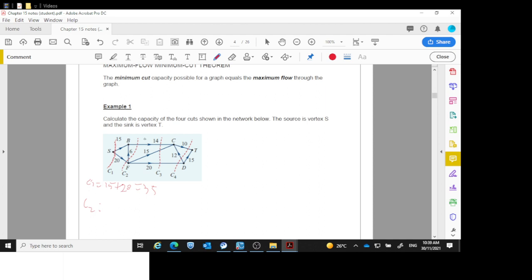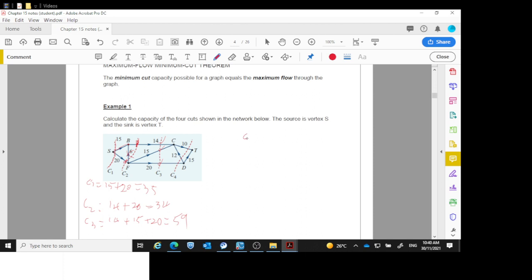C2. Yes, we need to cut there and we need to cut there, but we don't really need the 6 because we can get water going to B, but we can't flow backwards. So we only need the 14 plus the 20, so we've got 34. Do not include that 6. For C3, yes, we need the 14, we need the 15 because it can go from F to C, and we need the 20. So we need 14, 15 and 20. So we got 39, 59.